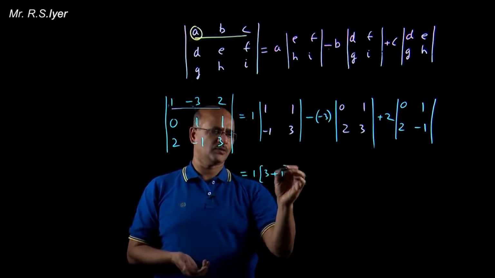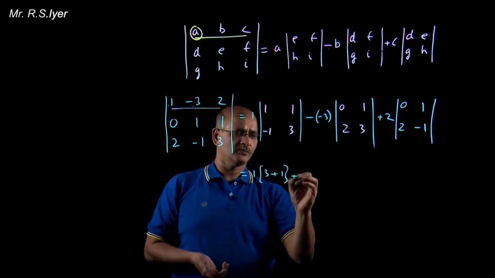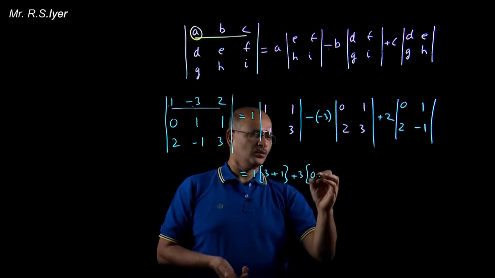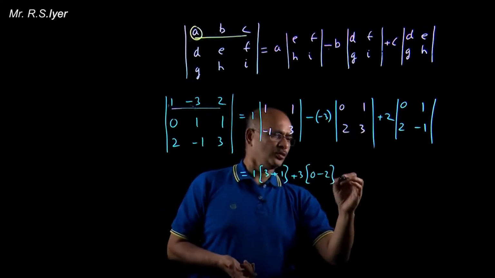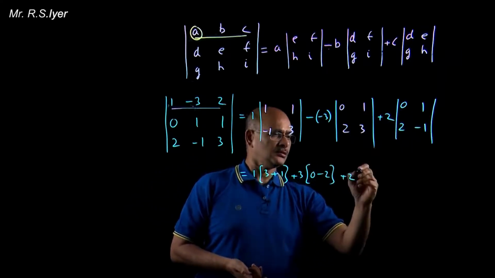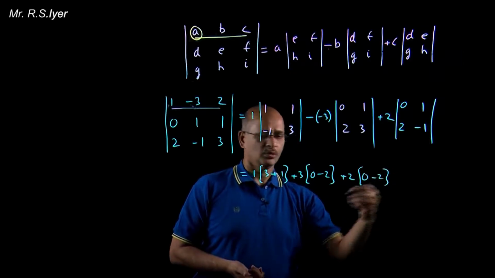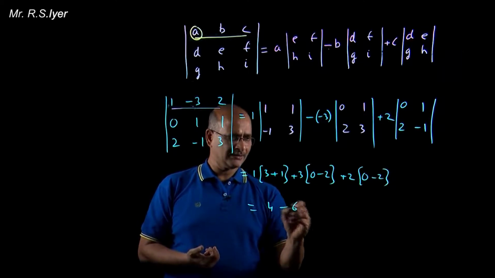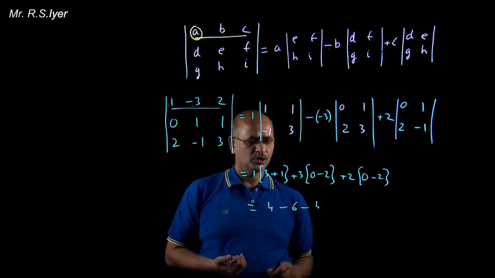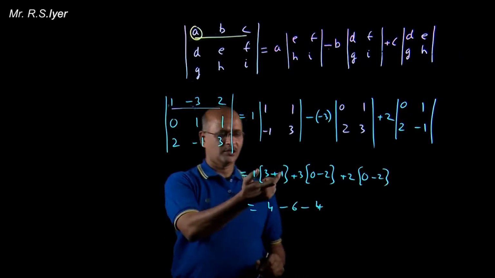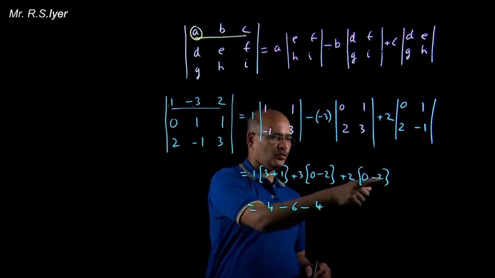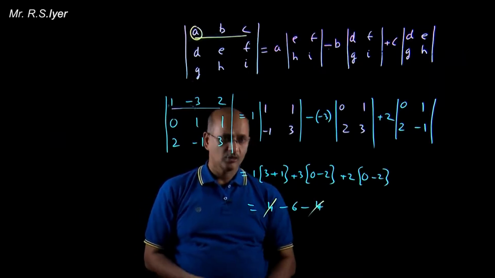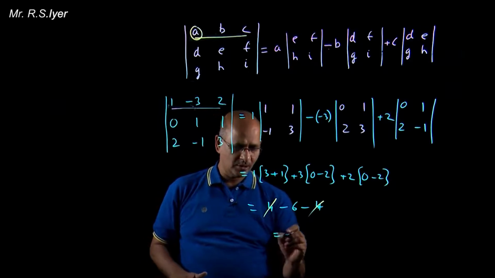So 3 plus 1. Minus of minus 3 is plus 3. Then 0, 2 ones are 2, minus 2, plus 2, 0, minus 2. So finally, you have to just evaluate this. This is nothing but 4 minus 6 minus 4. Check it yourself: 3 ones plus 4, 3 twos is 6, minus 6, and 2 into minus 2 is minus 4. So finally the 4 and minus 4 eliminate, and the evaluation of this determinant is minus 6.